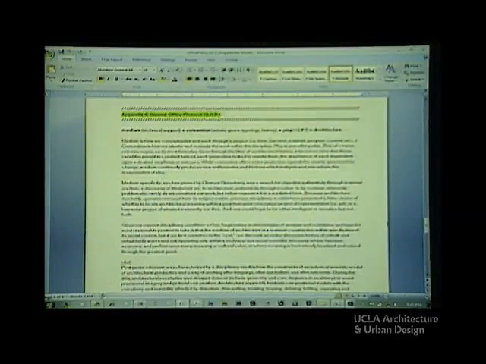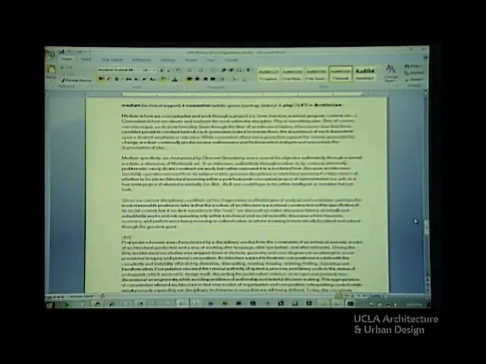This is what we call the GOP, Appendix 0, General Office Protocol, and it actually is serious. We think of this as actually serious. So this is our definition for working for architecture. Medium, technical support plus convention, artistic genre, typology, history plus play equals architecture.